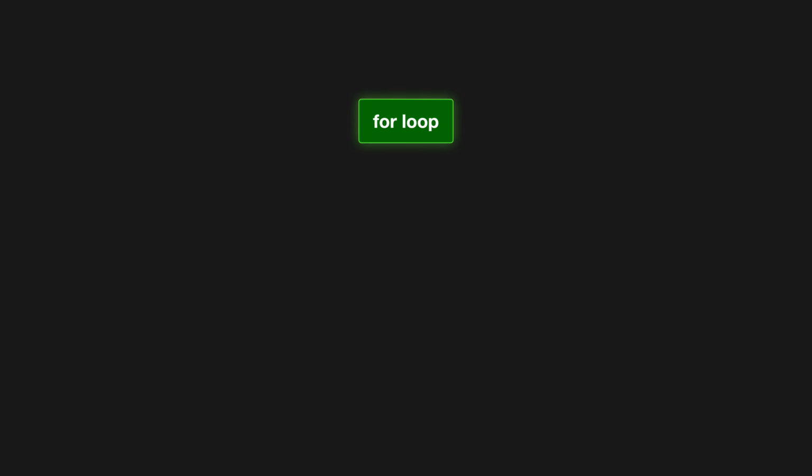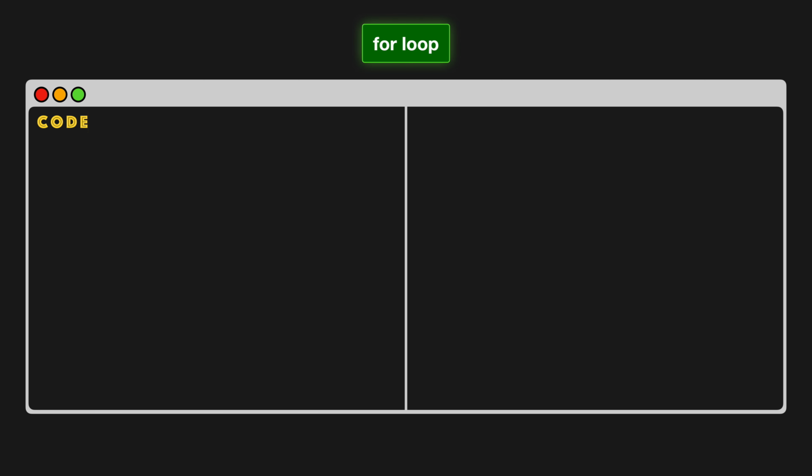First, let's start with the for loop. The for loop is one of the most commonly used loops in JavaScript. It allows you to run a block of code a specific number of times. Here we have a simple example of a for loop. Let's break this down. First, we have the initialization: let i = 0. This is where we set up a variable, i, to keep track of how many times the loop has run.